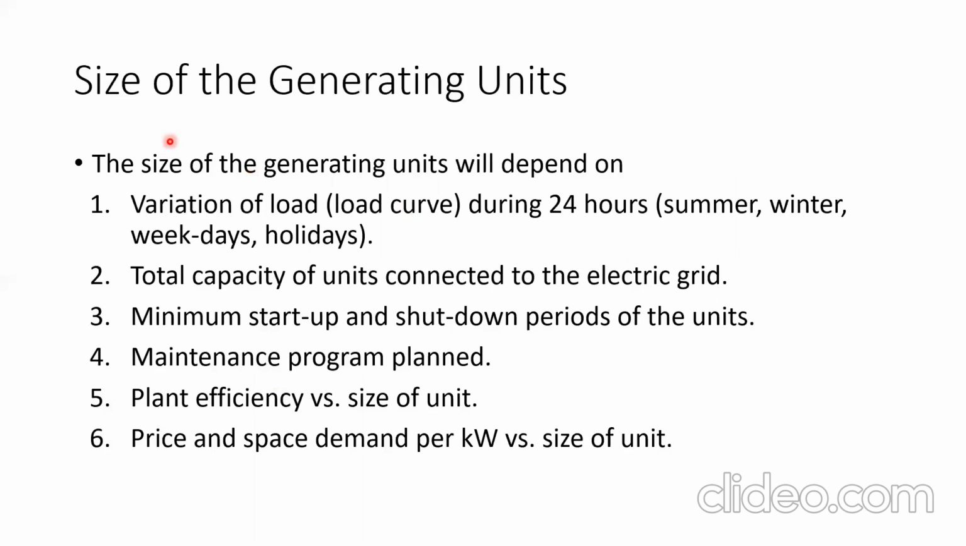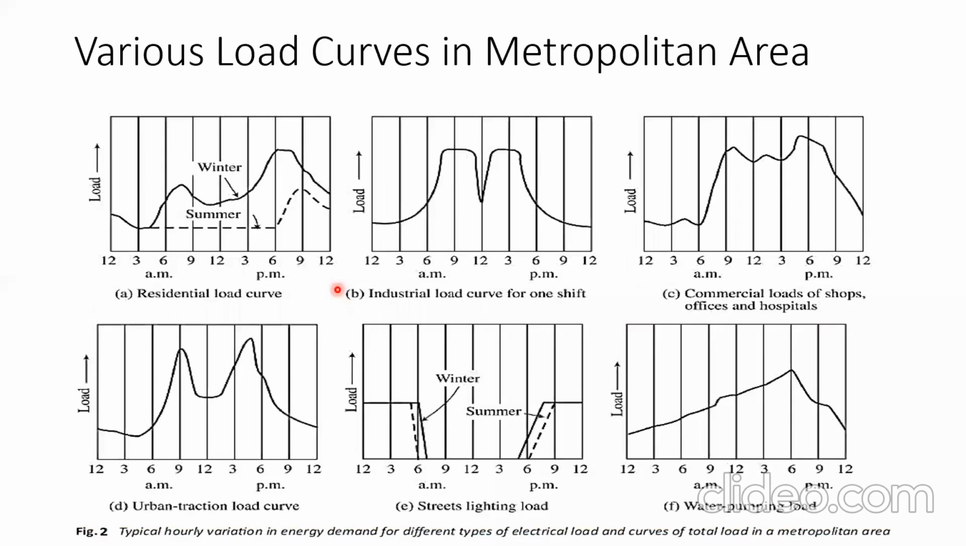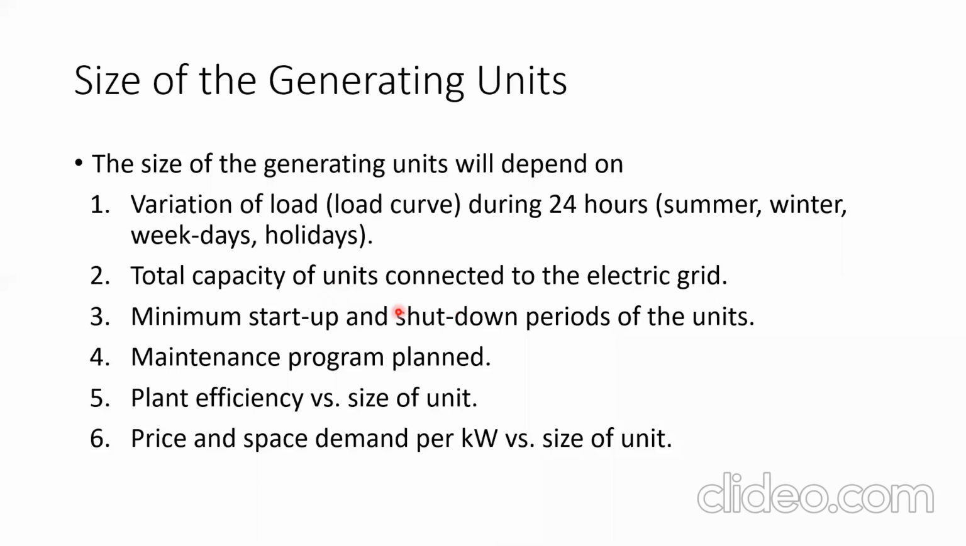The next is the size of generating units. Here the size of the generating unit again depends on these six parameters. First is the variation of load during 24 hours: when minimum demand is there, when average load demand is there, when the peak will happen. You have to consider all those things.